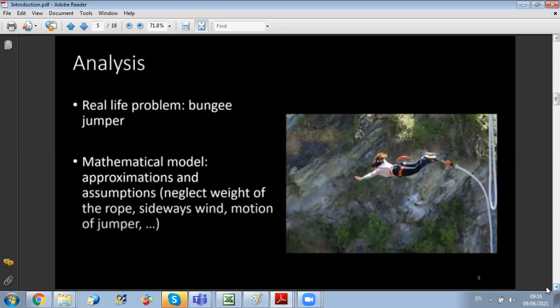So first, I should make some approximations and assumptions. For example, here, I can neglect the weight of the rope. I can neglect sideways wind, and I can neglect motion of the jumper. I will treat it as a particle. So if you have taken the dynamics course, you know the difference between a particle and a rigid body. And I will consider that, of course, the jumper maybe will move his hands or will have relative motion between the body parts, but I will neglect this to simplify the modeling.